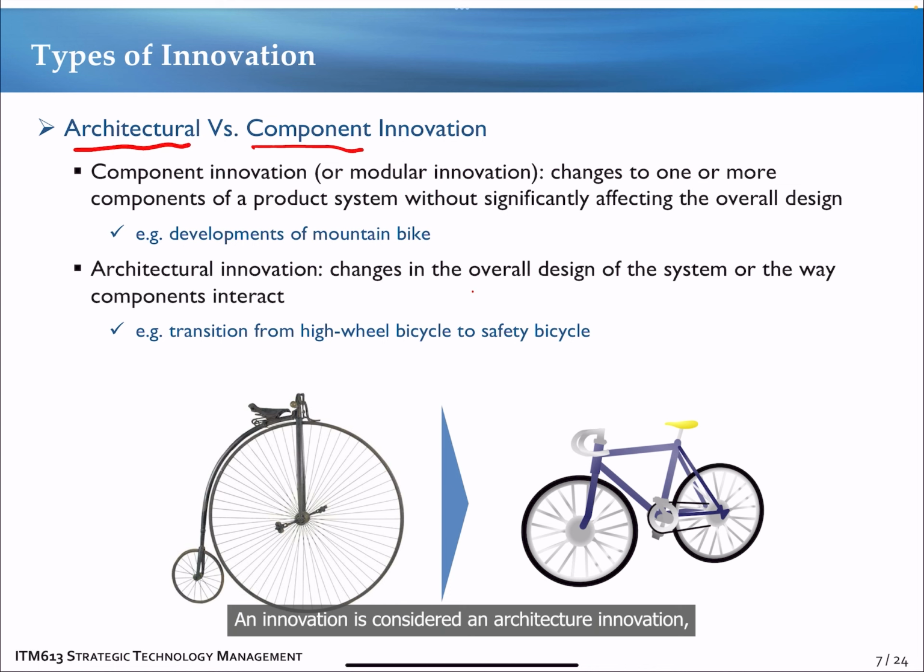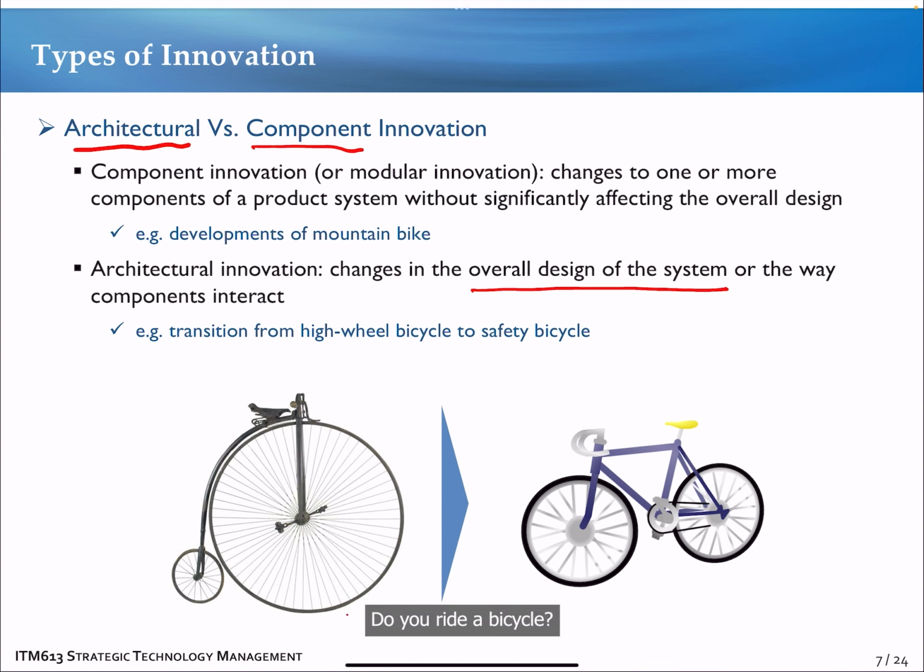An innovation is considered an architectural innovation if it encompasses changes in the overall design of the system or the way components interact. I'll explain this concept with evolution of bicycles. Do you ride a bicycle? The bike has a long history that can be explained by a series of innovation. Let me show you a video clip first.